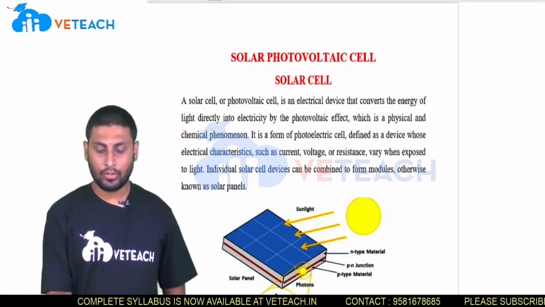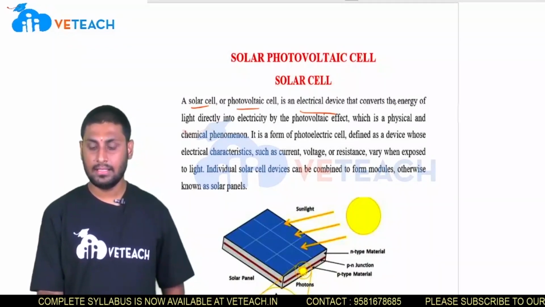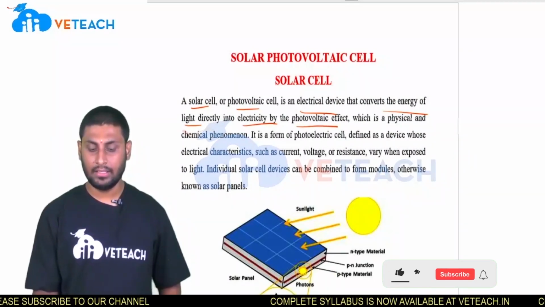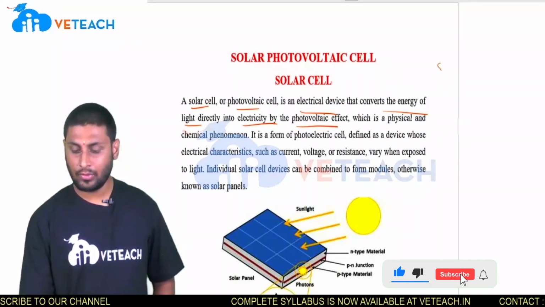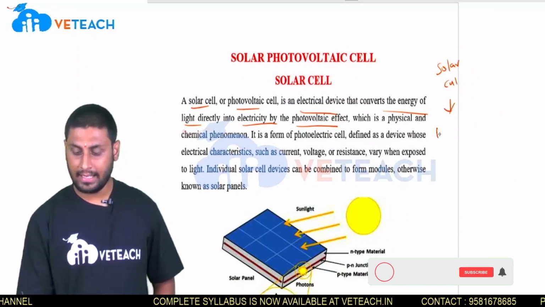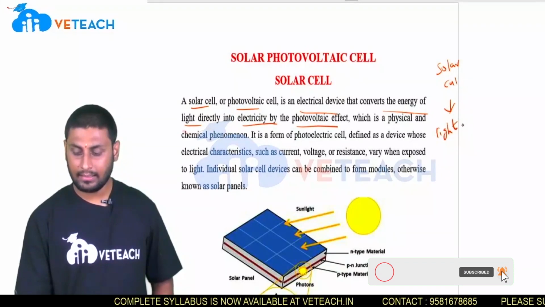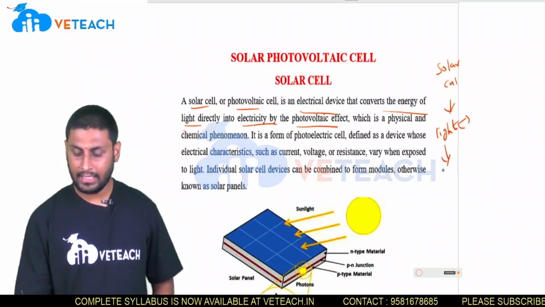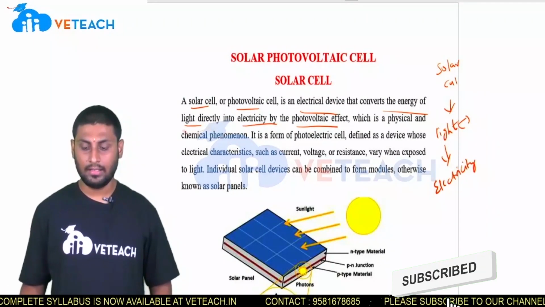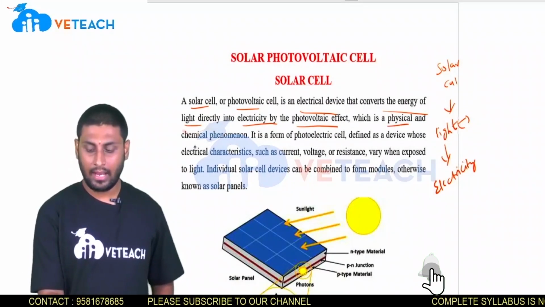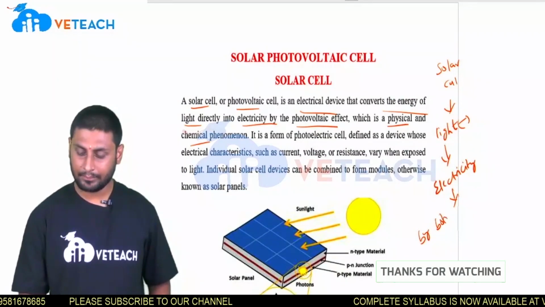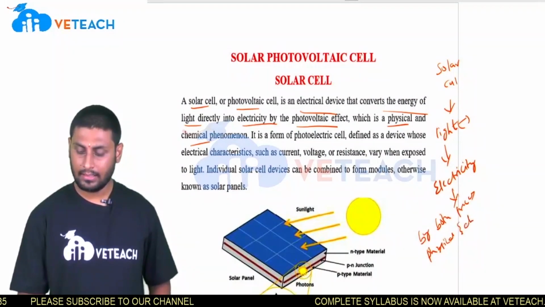A solar cell or a photovoltaic cell is an electrical device that converts the energy of light directly into electricity by the photovoltaic effect. So let us discuss the solar cell. A solar cell converts light directly into electricity. This phenomenon is carried out in the solar cell by both physical and chemical processes.